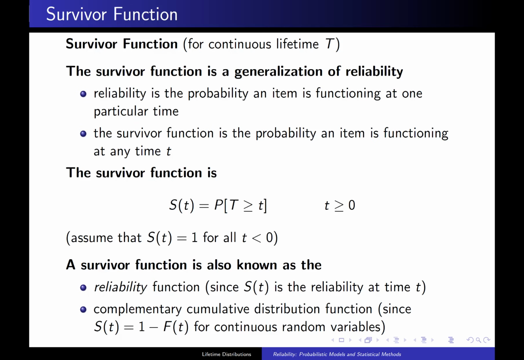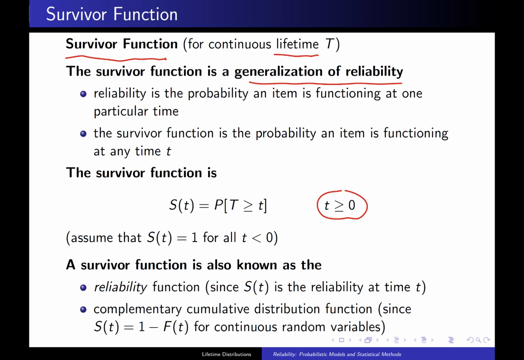So we begin with the first of the 5. The first of the 5 is a survivor function for a continuous lifetime T. And the fact that we're looking at lifetime implies that this is either a positive or a non-negative random variable. And you can see by this choice for the support here, we're choosing it to be a non-negative random variable. So the survivor function is a generalization of reliability.